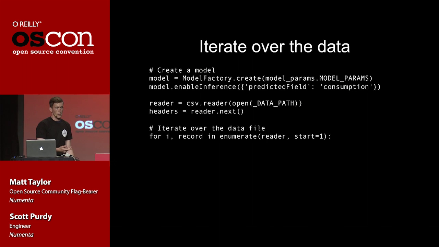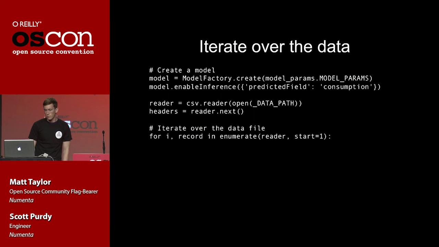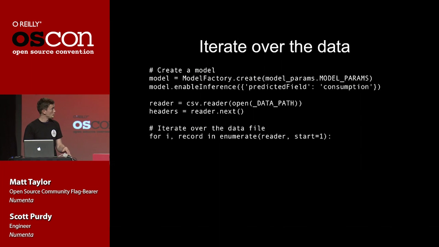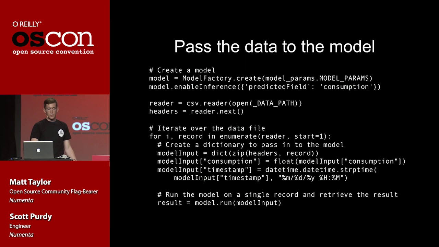So then you have to get the data in. In this case, I'm just doing it from a file, but it doesn't really matter where you get it from. You can get it streaming from sensors or however you want. This is Python code, by the way. And so once you have the data, you just have to put it in the right format. The model is going to expect a dictionary that maps from the field names to the values. So once you get it in the right format, you feed it into the model, and you get back a result.